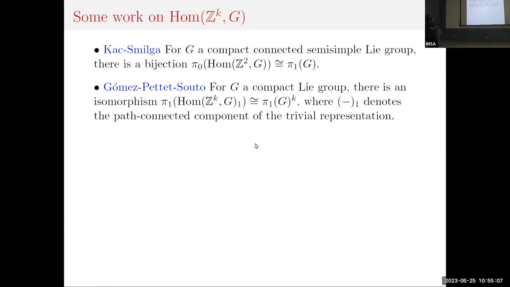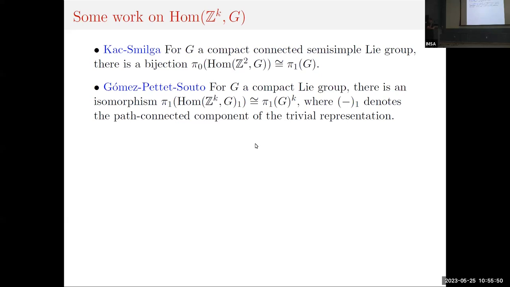So that's one. And here's another one from Jose Manuel, Alexandra Pettet, and Juan Souto, where they compute, well, I'm interested in the topology of these things, so I'd better compute some homotopy groups, right? What they show is that they compute the fundamental group of the Hom space, but at the component, since this space is not connected. So I have a distinguished component, which is the one where the trivial representation lands, and they show that this is the fundamental group of G to the K.